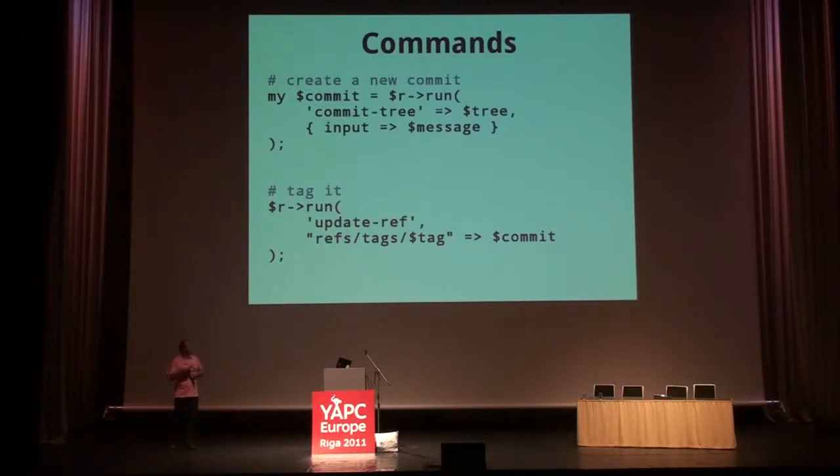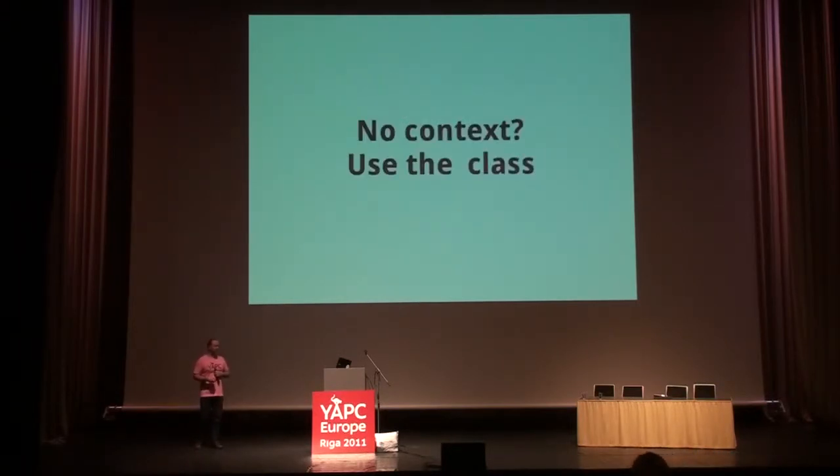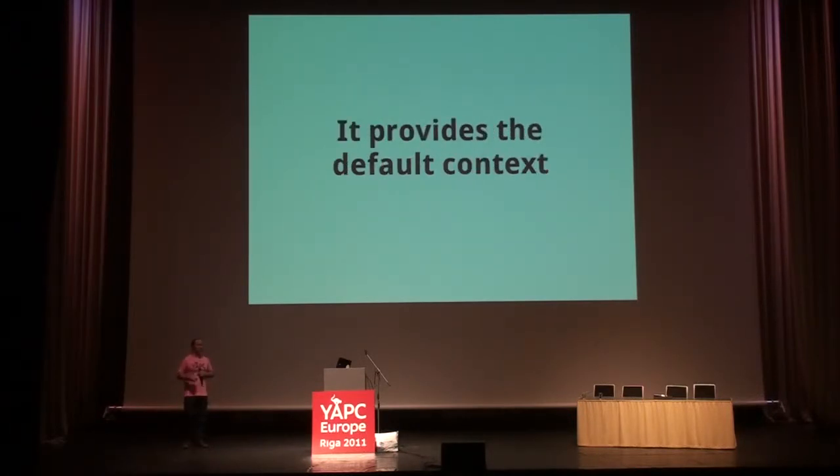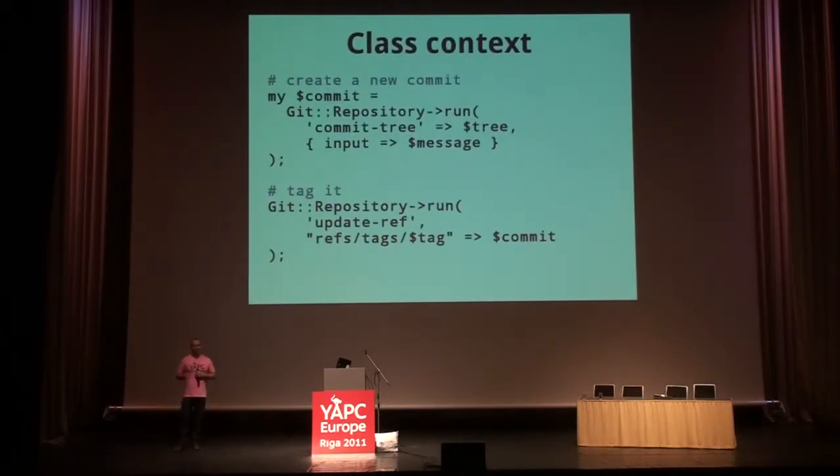And then I can tag that ID with a tag name. So I use the update-ref plumbing command, give it the name of the reference, and point it to the commit ID. Of course, it's longer than writing it on the command line, but it's very close to what the command line looks like. If you don't have a context, for example, you're writing a command line tool based on Git that does magic stuff on your Git repo, and it should work in any Git repo, so you don't really need to tell it, this is the directory where I want you to work. It should work like Git. So if you use the class, it provides the default context, which means basically run Git where you are, and it will find its stuff by itself. So instead of the $r, we're using the class name, and that will find whatever we need to run the exact same command.